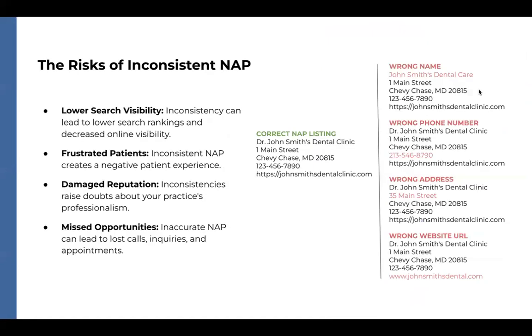So while the benefits of consistent NAP listings are clear, let's go over the consequences of inconsistent NAP listings and why they can be significant. First off is lower search visibility. Inconsistency confuses search engines like, say, Google or Bing, and they just push your practice down in local search results, making it harder for patients to find you online. Secondly, there's frustrated patients. Imagine a patient looking for your practice only to find conflicting information, maybe such as your business hours. This just leads to frustration all across the board and potentially lost business.